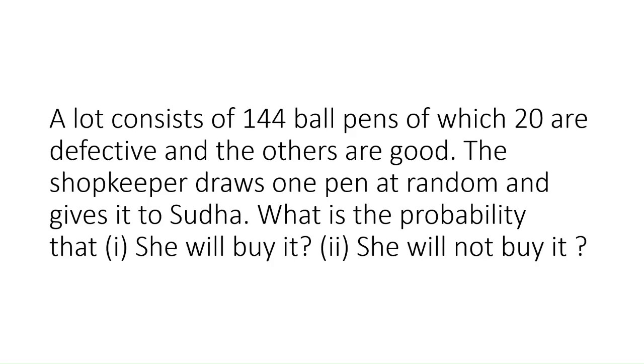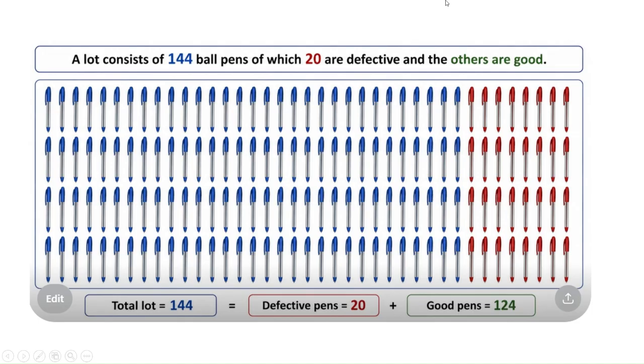Okay, right? So here a lot consists of 144 ball pens, out of which 20 are defective. 20 pens are defective. Total lot has 144 pens. Defective pens are 20. That obviously the good pens becomes 124. The number of good pens will be equal to 124.